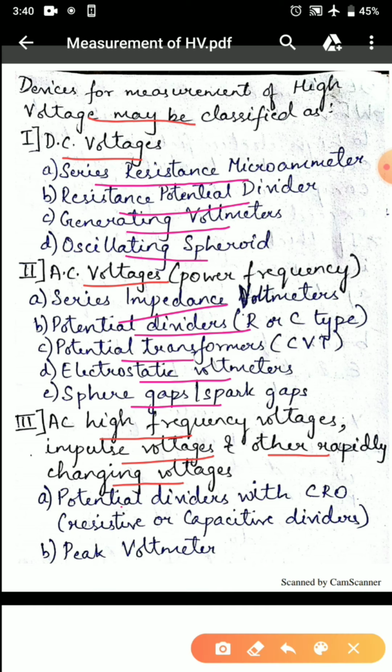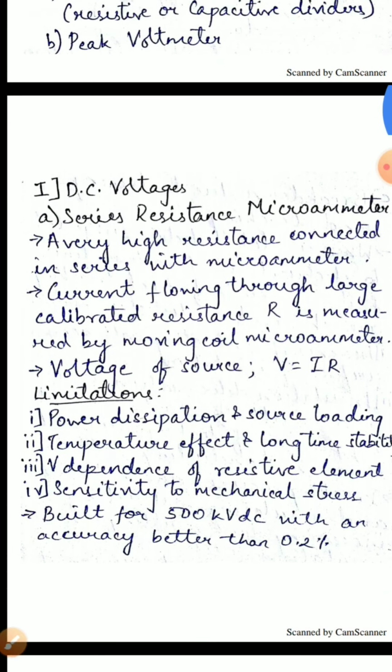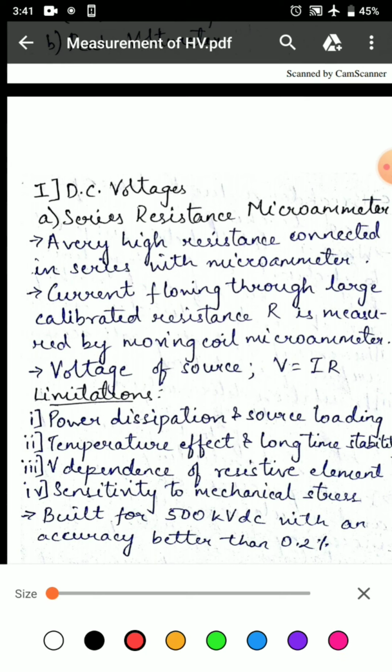Under AC high frequency voltages, impulse voltages and rapidly changing voltages can be measured using potential dividers with CRO, which can be resistive or capacitive types, and peak voltmeters. Let us go through all these instruments. Under DC voltages, the first system to be studied is series resistance microammeter.